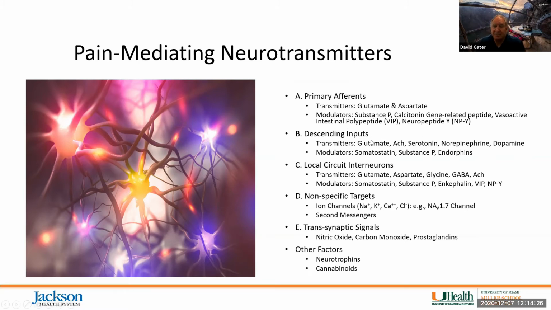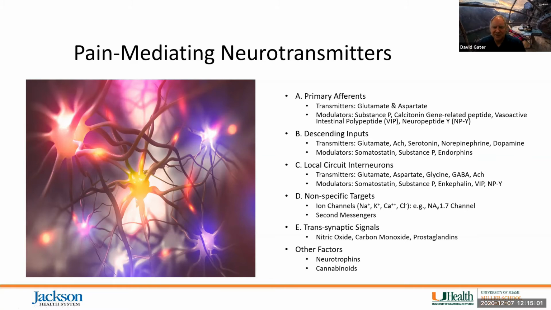You have descending inputs with neurotransmitters, including glutamate, acetylcholine, serotonin, norepinephrine, and dopamine. These also can influence the activity of pain afferents, typically secondary and tertiary afferents as they ascend the cord. You have local circuit interneurons, again, with neurotransmitters including glutamate, aspartate, glycine, GABA, and acetylcholine. Also can be modified by somatostatin, substance P, and enkephalins, VIP, and NPY.